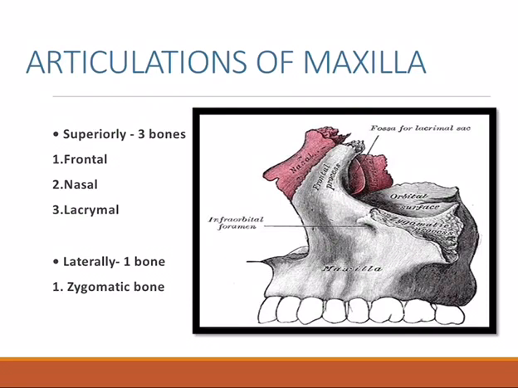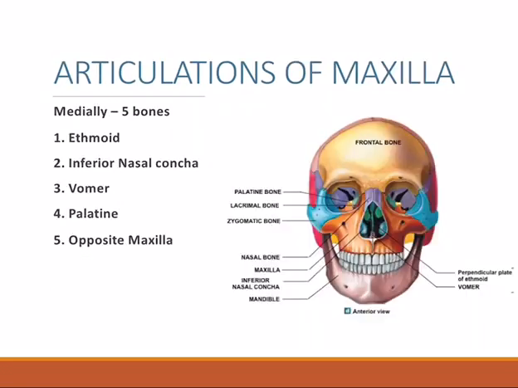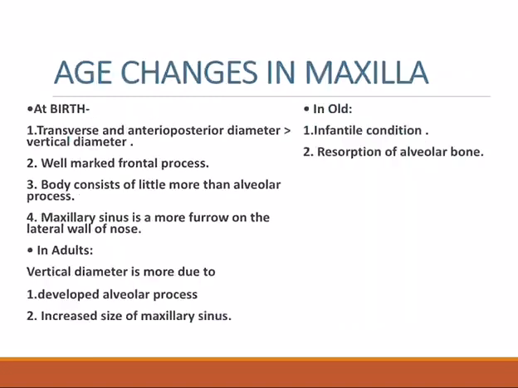Articulations of maxilla. Superiorly, three bones: frontal, nasal and lacrimal. Laterally, only one bone, the zygomatic bone. Medially, five bones: ethmoid, inferior nasal concha, vomer, palatine and the opposite maxilla, and these can be seen from the diagram for better understanding.